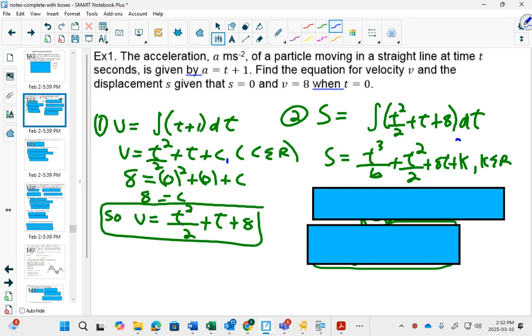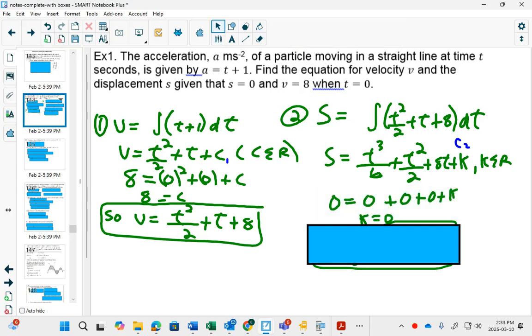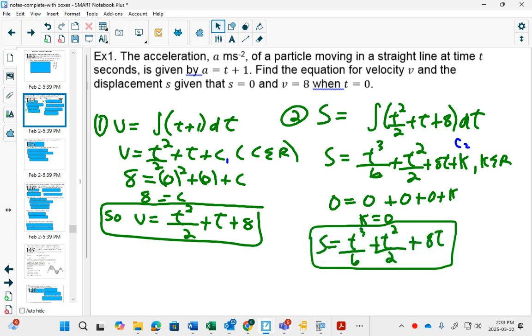Sometimes you'll see C1 and C2. I usually like to use the letter D after C. But you can use anything that you like. In this case, I went with K. So, we have an initial condition. Again, we know that when time is 0, displacement is 0, so we can solve for K, and K is 0. So we have our displacement equation as well.